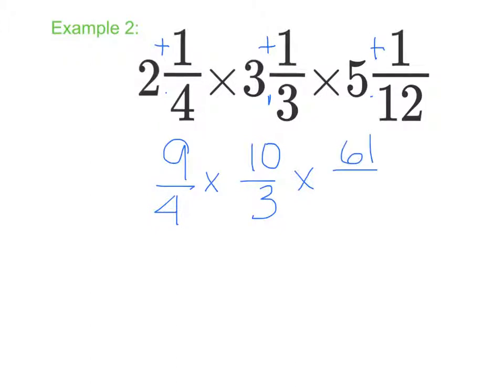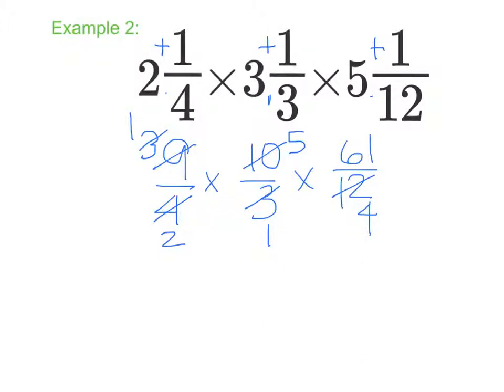Now we look for things that can cancel. 3 will go into 3 one time, and into 9 3 times. What else? 3 can go into 3 one time and go into 12 4 times. Now I can divide 2 into both 4 and 10. So 2 goes into 4 2 times, it goes into 10 5 times. Alright, I think that's all I have.